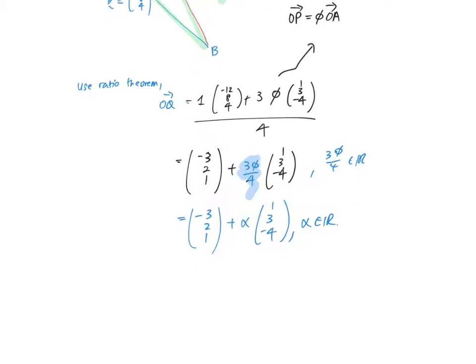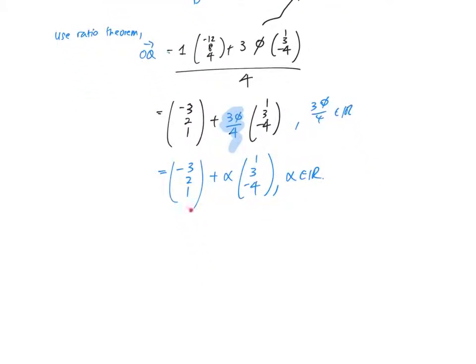Now that we have how OQ looks, we go back to the question, which tells us that OR is 5 times OQ. So OR, I just take OQ multiplied by 5. So it's 5 times OQ.